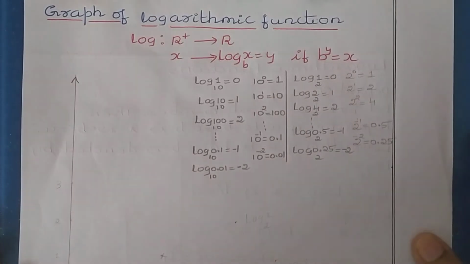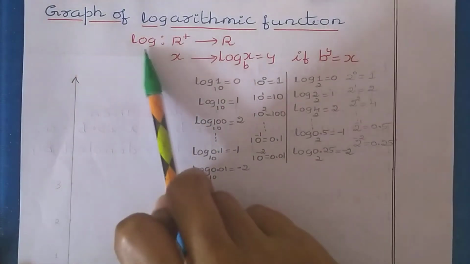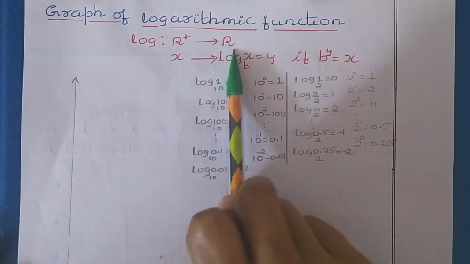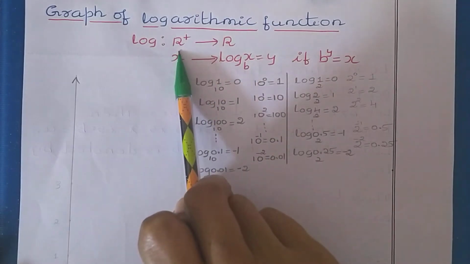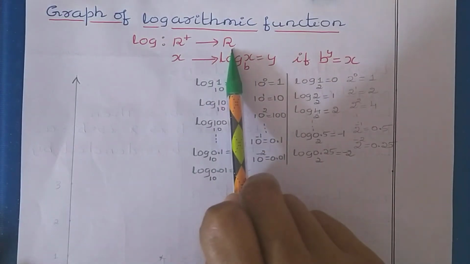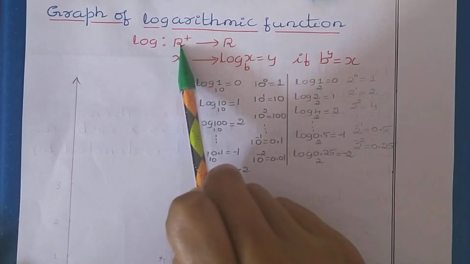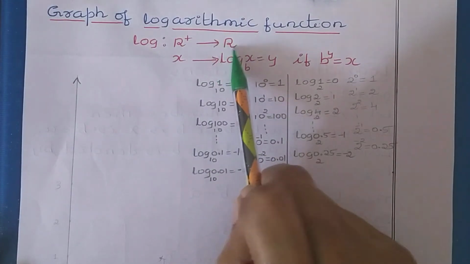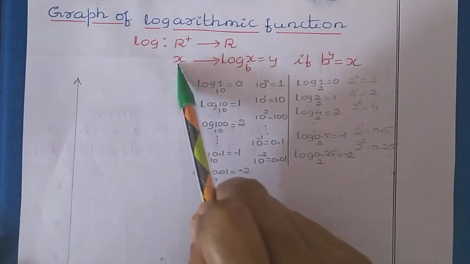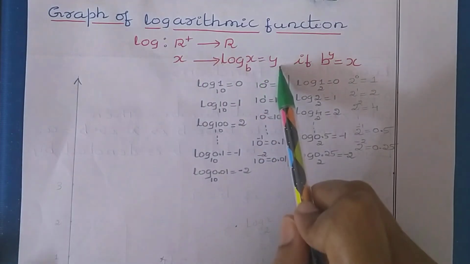See here, first I have written the logarithm function, R plus to R. R plus is the set of positive real numbers, R is the set of real numbers. This is the domain and this is the range. So you can write it this way: x is the domain here, y is the range.